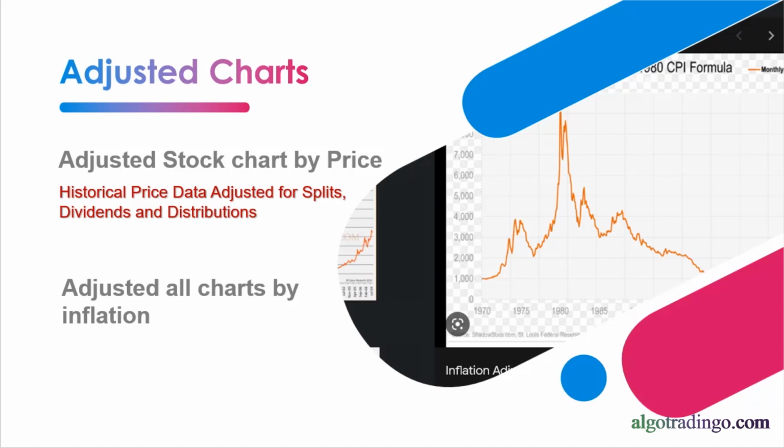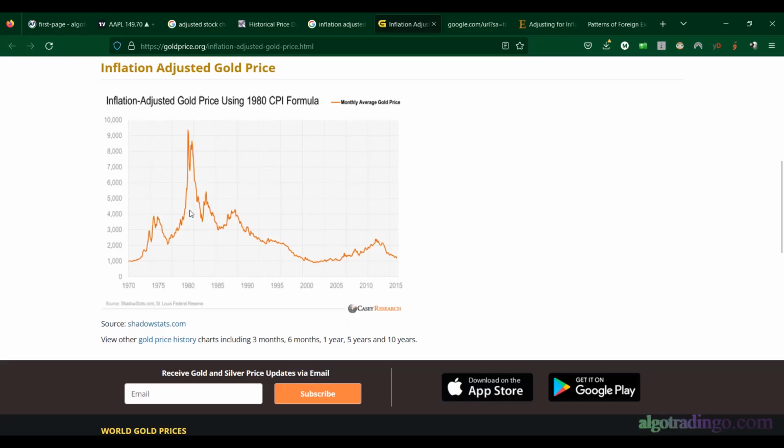I want to show you an item. You can see here the price of gold adjusted for the CPI formula. And as you can see, the price is something like this until 2015. So every chart, I told you, even charts of news-related items, has to be adjusted or normalized based on inflation. But there is no such thing available for us.